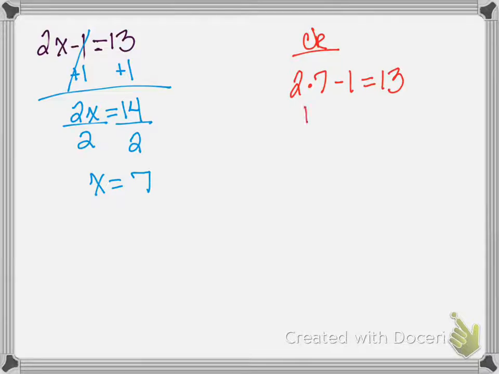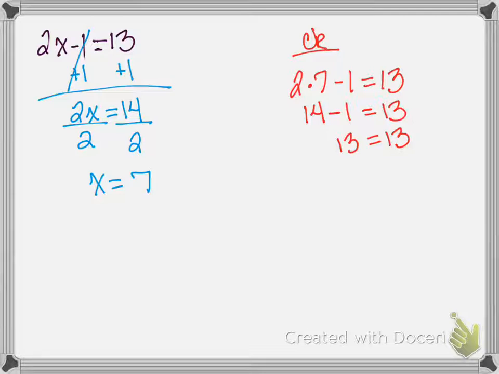2 times 7 is 14. 14 minus 1 is 13. So I got a true statement there. Because I got a true statement there, that means that x equals 7 is correct. What if I did not get a true statement there? Then something's wrong. You got to go back and figure out where it's wrong.